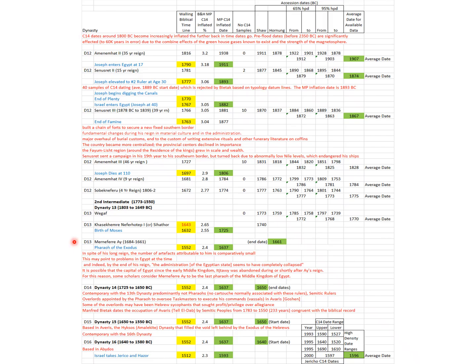And then let's talk about Merneferre. My goodness. All right. So this is the Pharaoh of the Exodus, no doubt. If you recall, the 1661 date at the end of his reign is an absolute exact match of the average carbon 14 date of the end of Avaris, 1661. So that's how we identified him. And not only that, but there were so many more patterns of evidence in his reign that there's no doubt this is the Pharaoh of the Exodus.